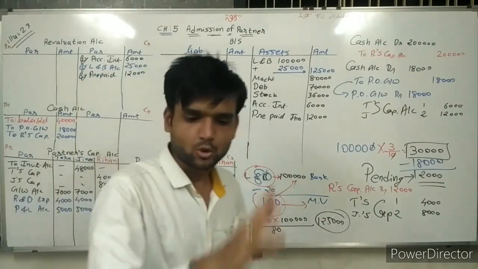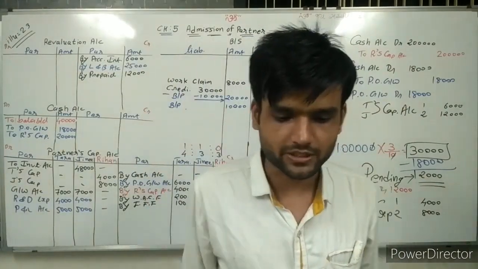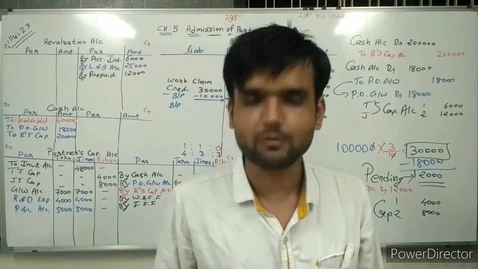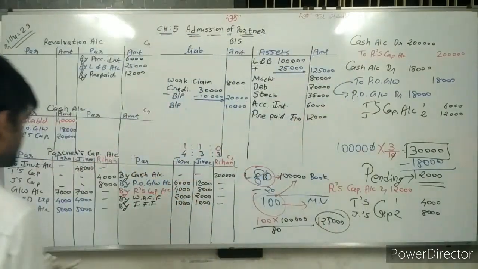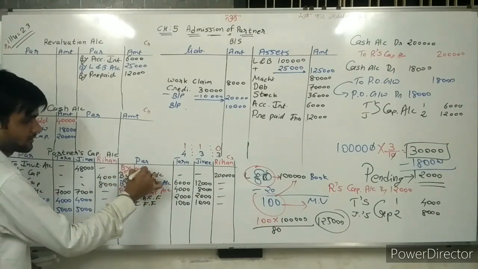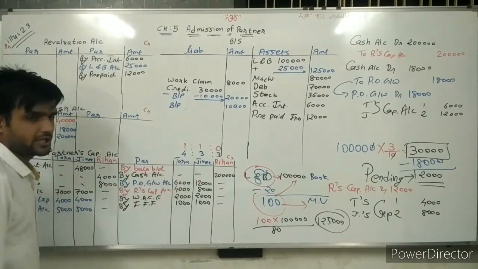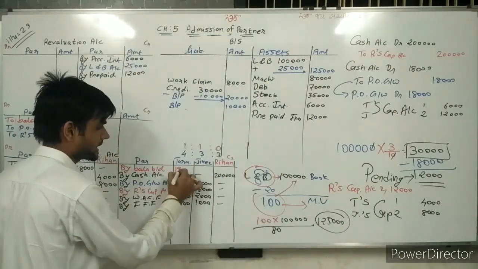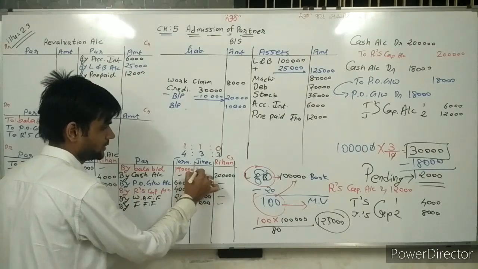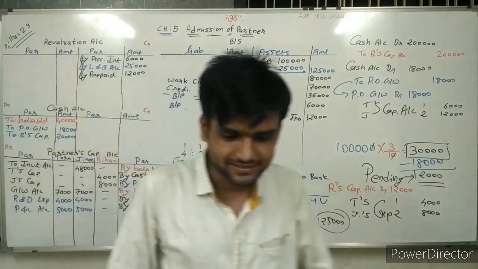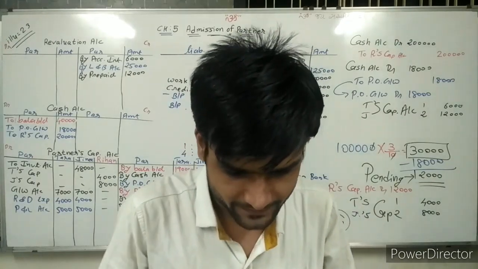Simplest one. Going to the liability side, the asset side is completed. On the liability side, capital is given: Tarana and Jinisha. What is the value? 1,90,000 and 1,21,000. Don't worry.